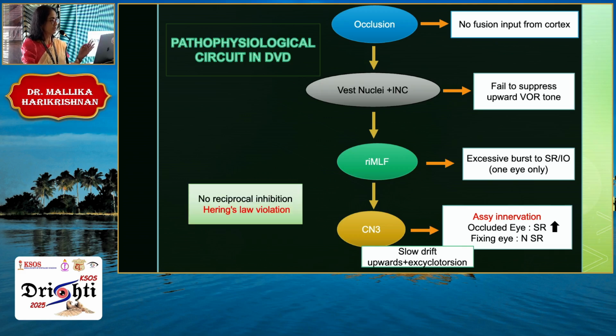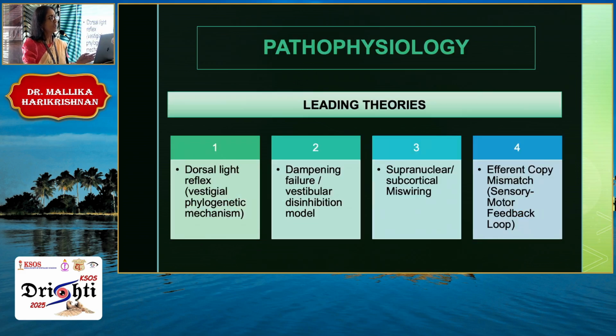So this won't happen in both eyes in a conjugate manner. So no reciprocal inhibition as well. So it violates Hering's law. What is the pathophysiology of this condition? There are four leading theories. One is the dorsal light reflex theory. Second is the dampening failure or vestibular disinhibition model. Supranuclear subcortical misfiring is the third one. And the fourth one is the efferent copy mismatch.